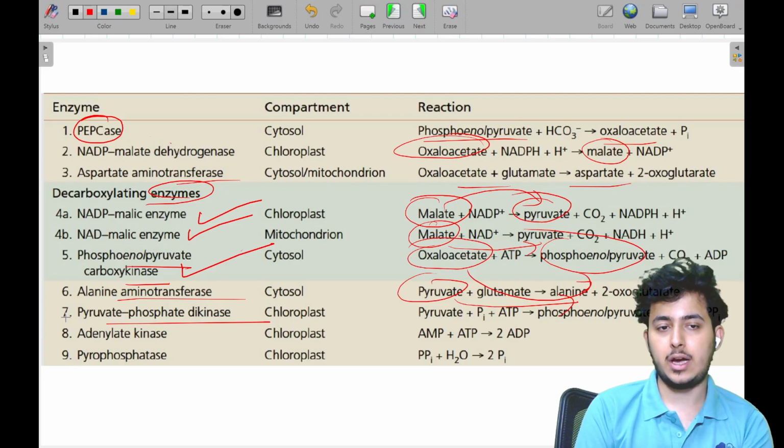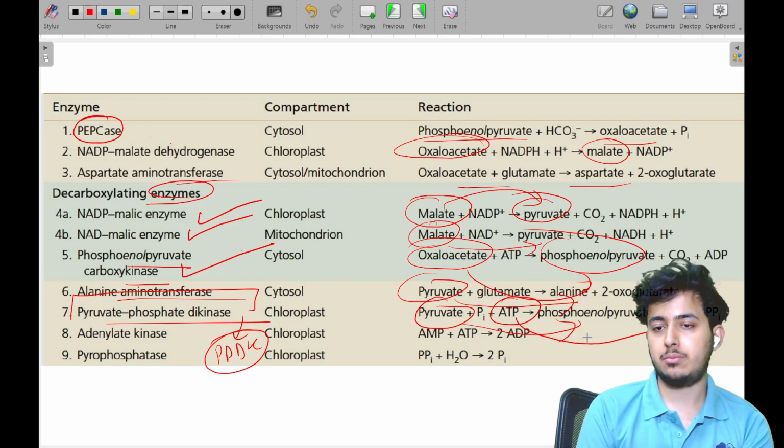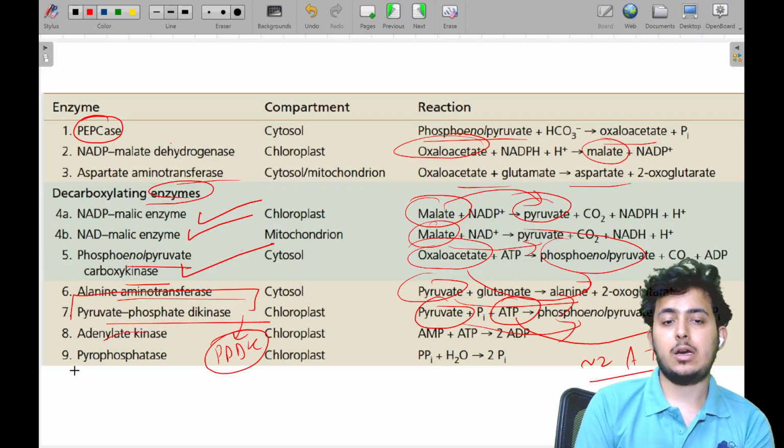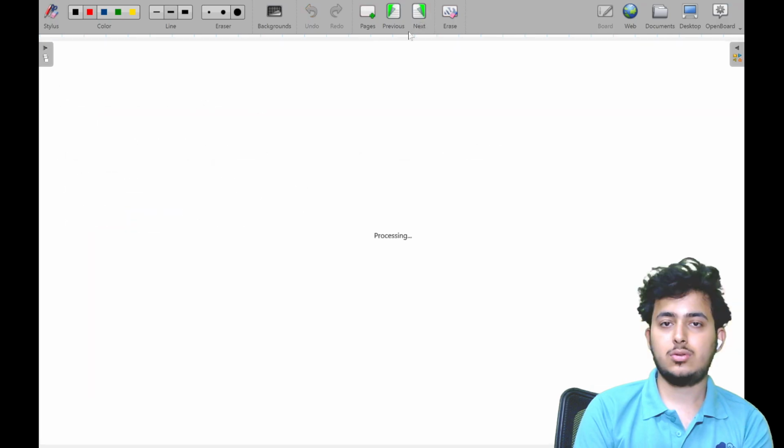Pyruvate phosphate dikinase, that I told you, PPDK. This is the thing that is causing the regeneration, pyruvate to phosphoenol pyruvate. And ATP is being broken down to AMP, two bonds are broken. So the energy equivalent to 2 ATP is released. Okay, what I wrote, instead of ATP, I wrote TAP. So it is ATP. And pyrophosphate, basically adenylate kinase, these all you know. So this is about that.